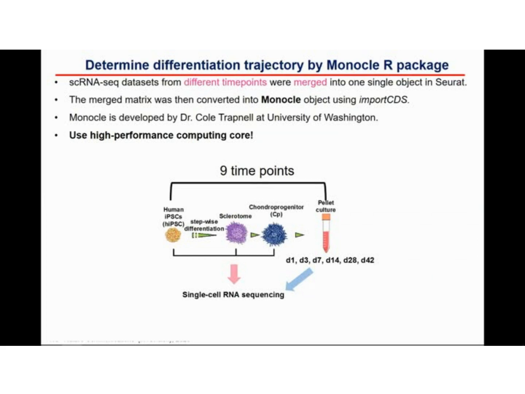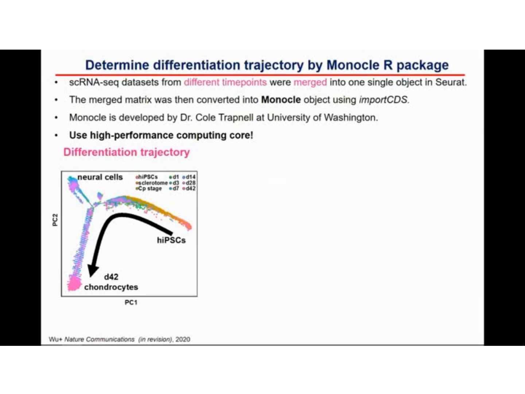And the merged matrix can then be converted into a Monocle object using the function called import CDS. Monocle was developed by the Trapnell lab at the University of Washington. I highly recommend using a high performance computing core, because it's a very computing intensive process. With Monocle, we can construct a differentiation trajectory of our samples.